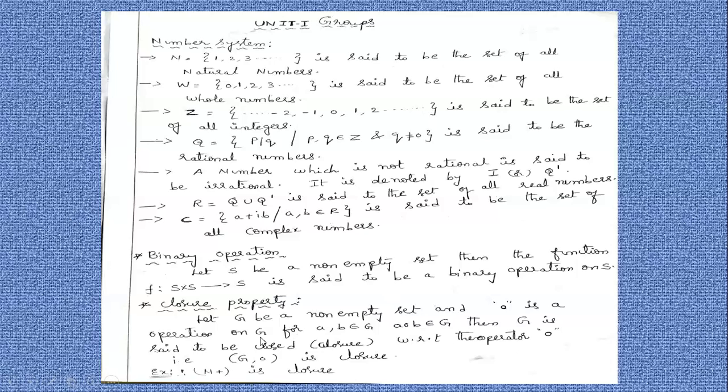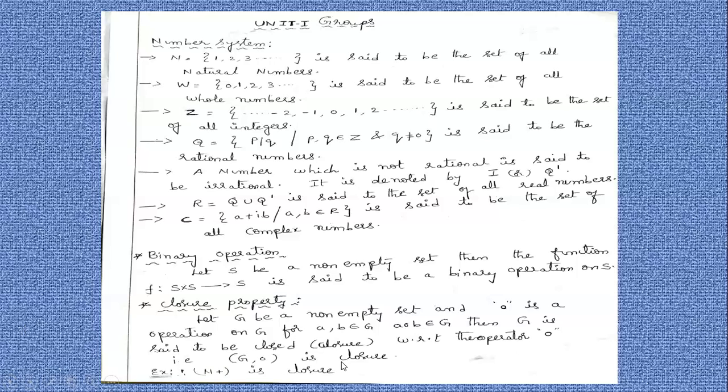Listen carefully. We take a non-empty set G and the operation circle. For A, B belonging to G, if A circle B belongs to G, then we say G circle is closed. Simply, A circle B belongs to G for all A, B belonging to G, then G circle is said to be closed. The best example for the closure property is N plus.